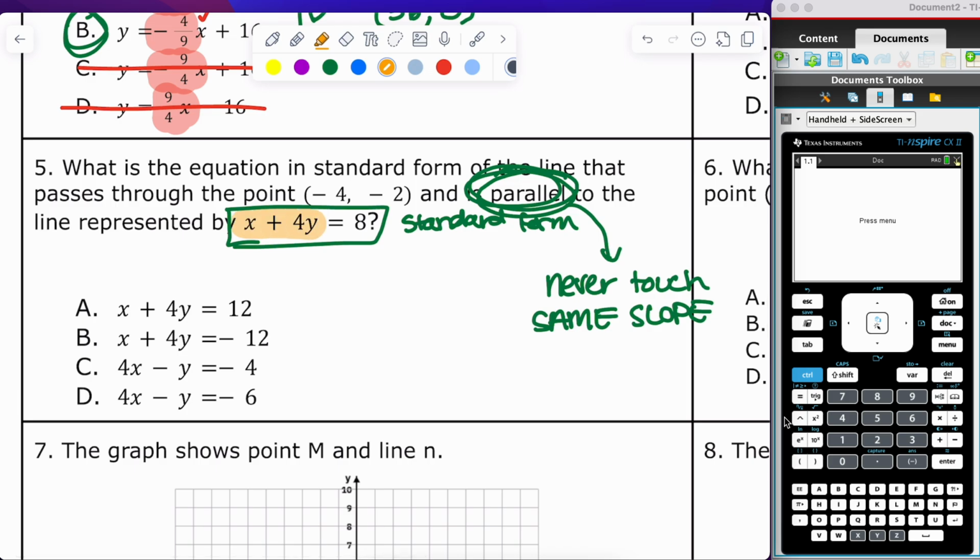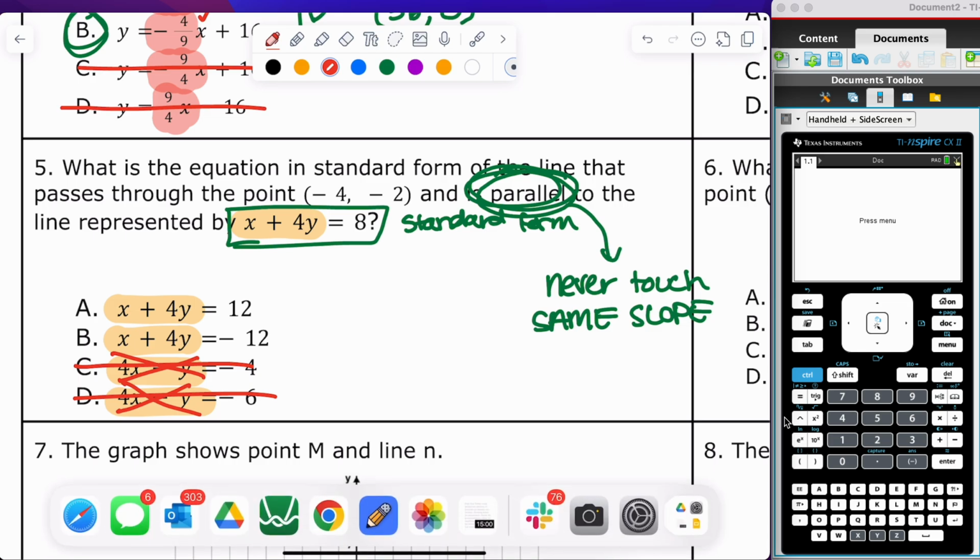We want the x plus 4y. So we have x plus 4y, and 4x minus y. These two are not the same, so they cannot be my answer. So I'm between A and B.